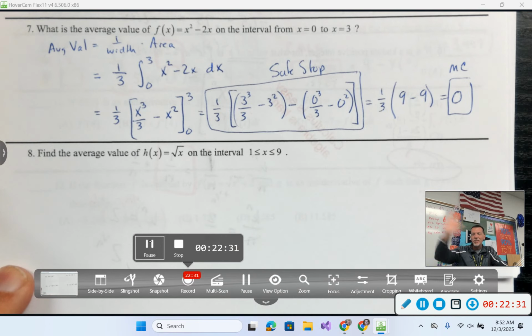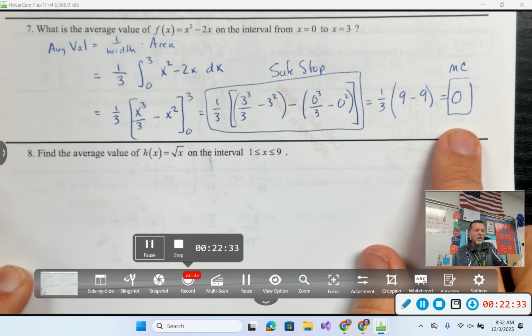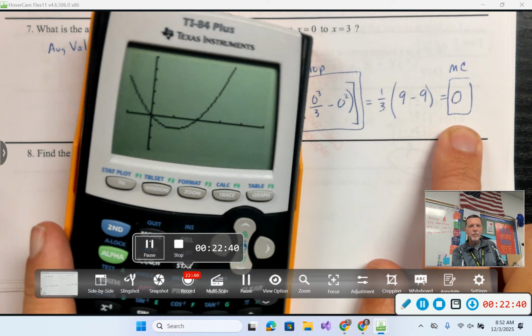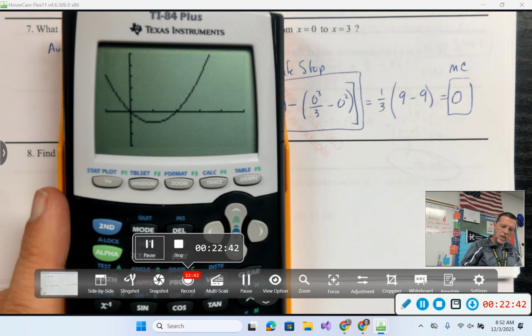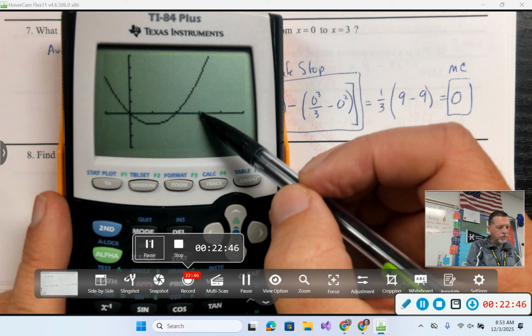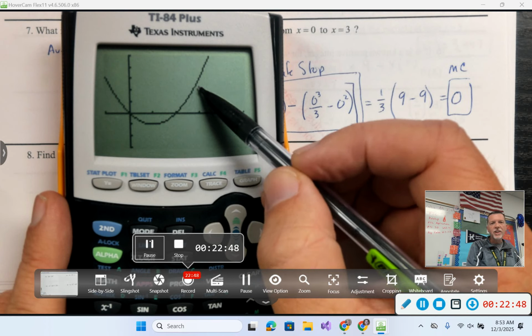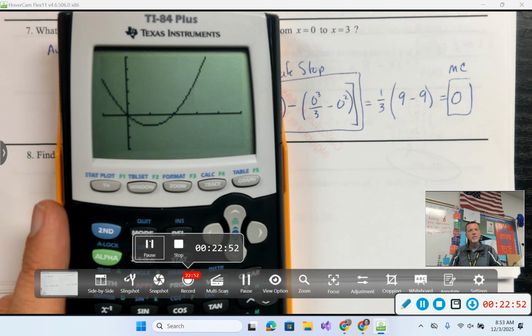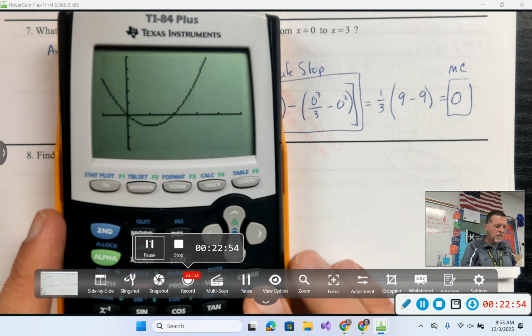Because you say stop it and you're done. But if you keep going, you get 0 for an answer, which maybe seems weird. But if you look at the graph from 0 to 3, apparently that means this area is equal to this area over here. And so the average height between 0 and 3 is 0. So it's okay to have 0 as an answer.